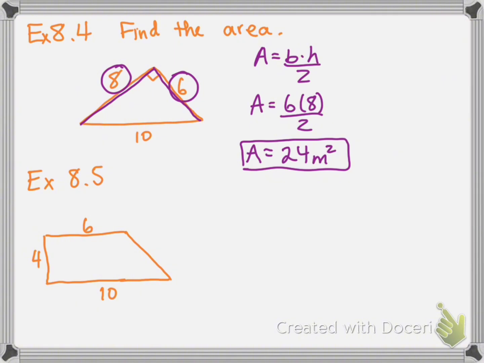In example 8.5, they give us a trapezoid. And so what we need to do is, there are 2 ways we can do it. We can divide it here and we'll find the area of the rectangle, which is 6 by 4. And then the area of the triangle, which we need to find this, and that's 10 minus 6, 4, and a 4 here also. So the area in that case, if we do it by that, it's going to be 6 by 4 for the rectangle plus 4 by 4 divided by 2. And that is 24 plus 8, 32.